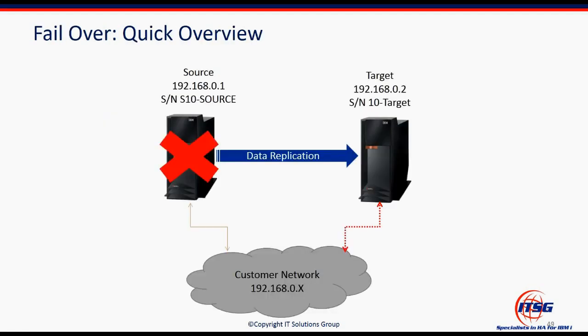So a quick overview of a failover. My production machine fails. My clients cannot connect to it anymore. I'm no longer replicating to it. I need to bring up my IP address on my target machine. I need to connect my users to that machine in the event of a failover.